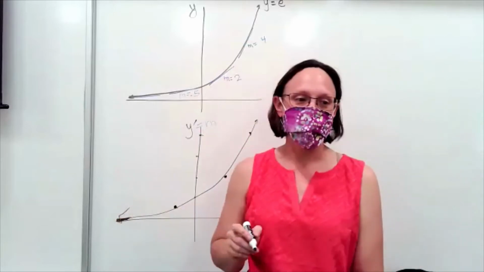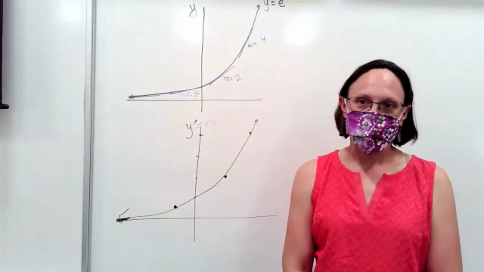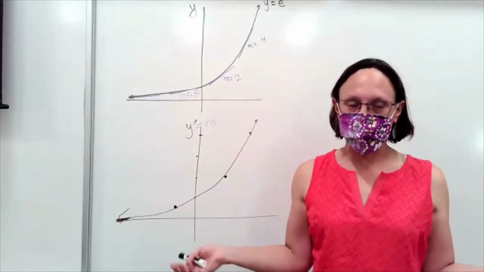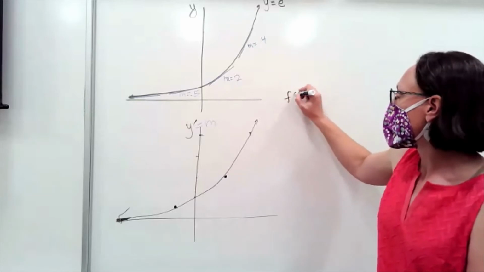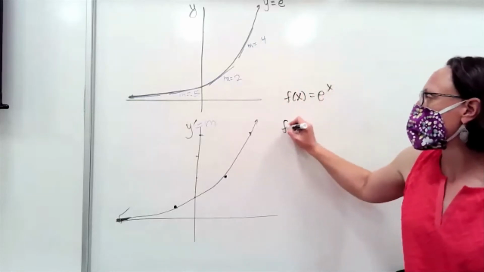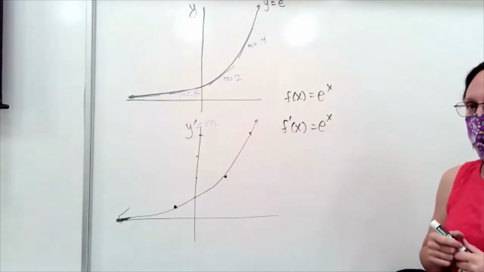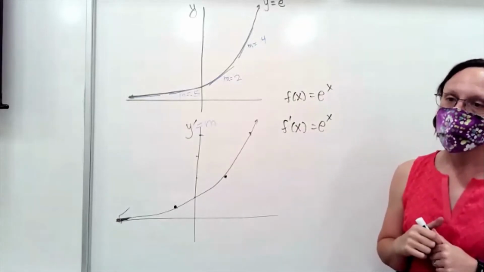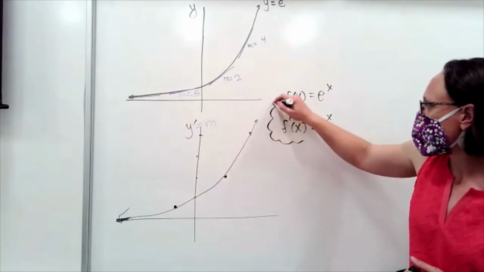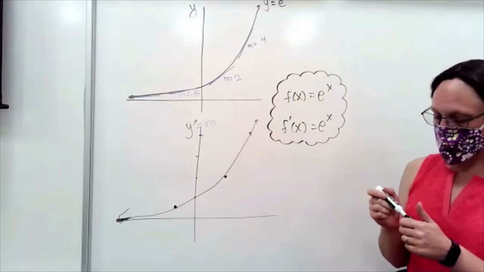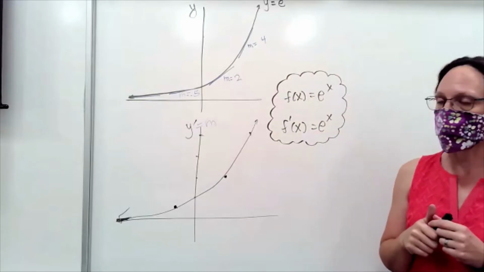Something really cool happens. Because e to the x is its own derivative. It is, in fact, the only function I know of that behaves that way. But if f of x is equal to e to the x, the derivative is also e to the x. Yeah? So if we were to graph the derivative, it'd be the same graph. Correct.